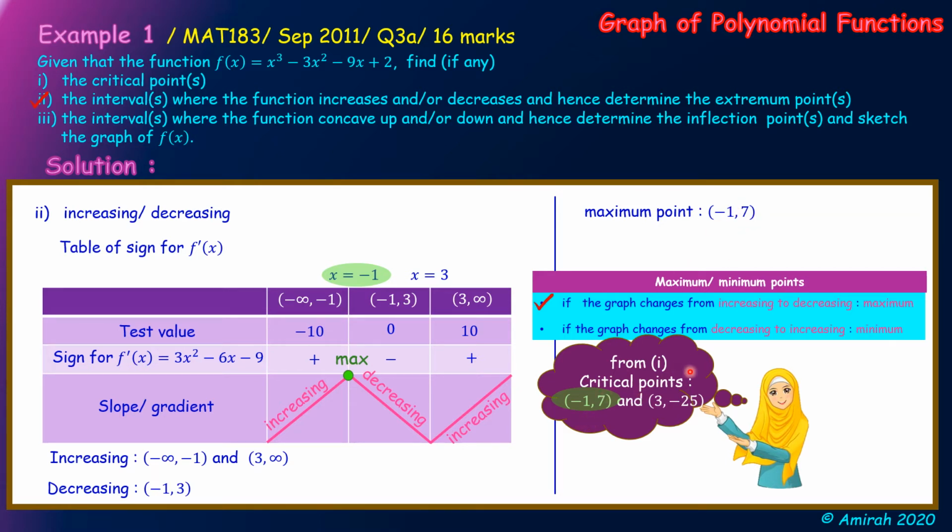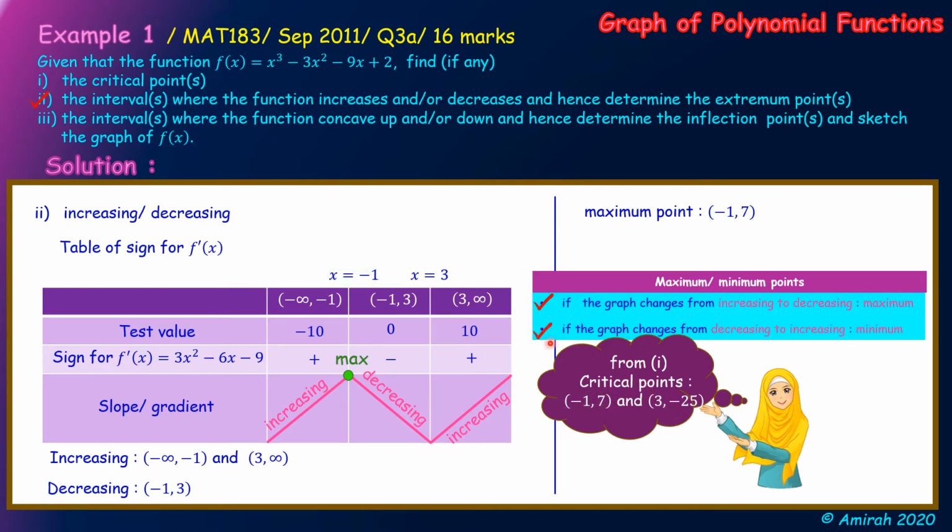Maximum and minimum points come from critical points. But the critical points we get before we use the table of sign, and the maximum or minimum we get after we use the table of sign.